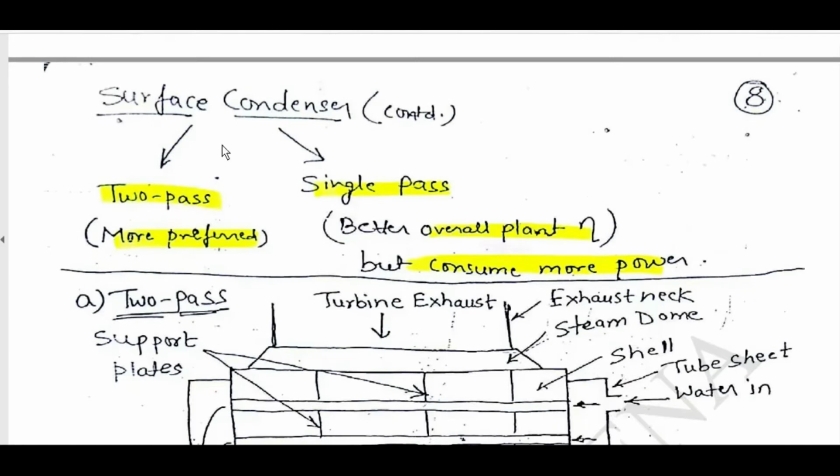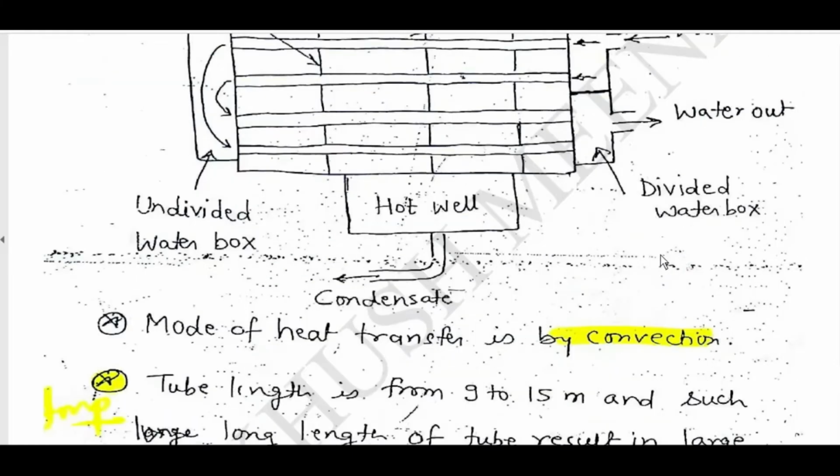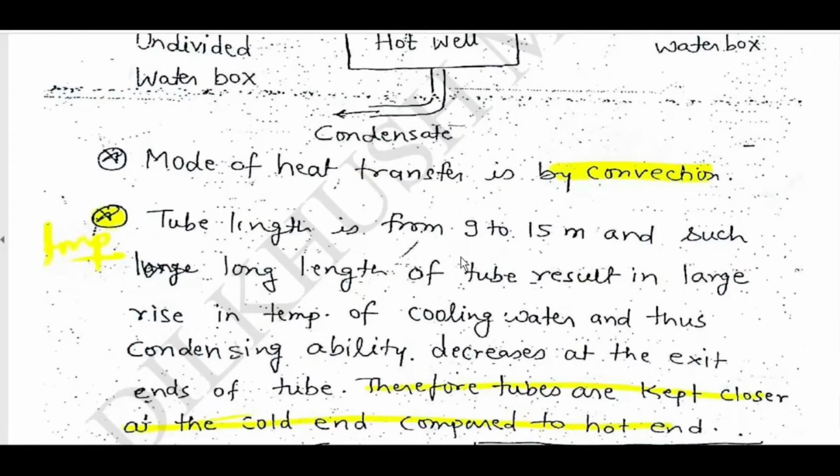Surface condenser: two pass is more preferred. Single pass has better overall efficiency but consumes more power. In two pass, turbine exhaust enters the shell, support plates support the tubes, the undivided water box has water in and water out, and the other is a divided water box. Mode of heat transfer is by convection.